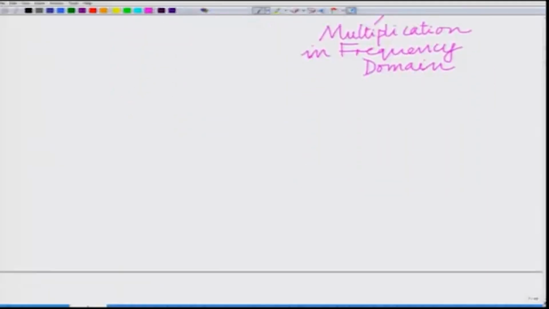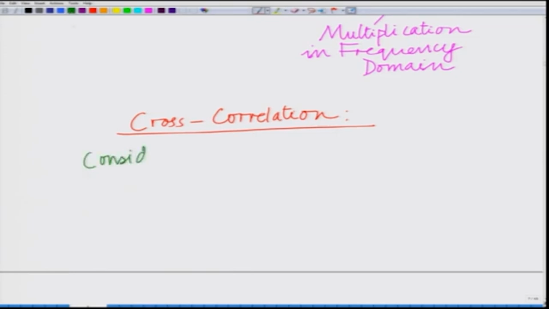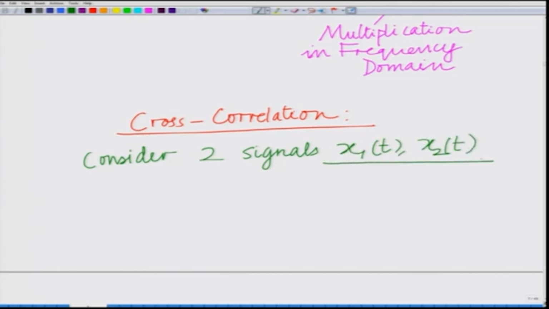All right. Now, let us look at another concept, that is the cross correlation between two signals. Consider two signals x1(t) and x2(t).